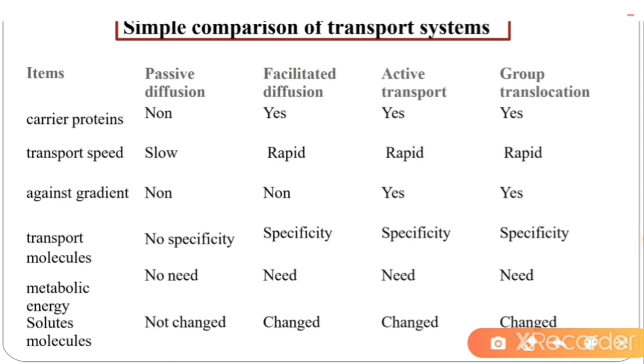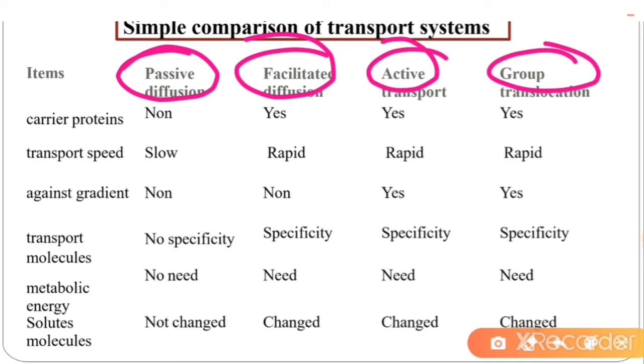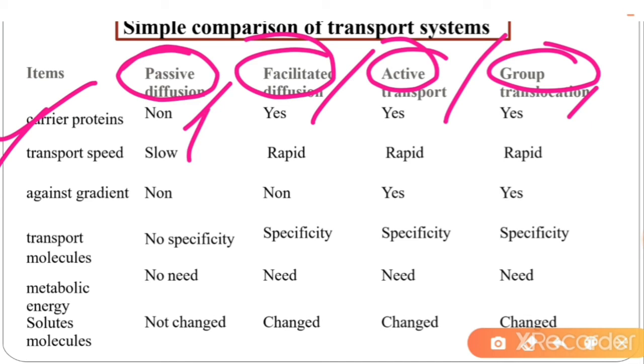Now this is a simple comparison of different transport systems: passive diffusion, facilitated diffusion, active transport and group translocation. Carrier proteins are not required in passive diffusion; they are required in facilitated diffusion, active transport and group translocation. Transport speed in passive diffusion is very slow because no carrier proteins are involved. Facilitated diffusion is very rapid because carrier proteins are involved. Active transport is rapid, and group translocation is also very rapid, because carrier proteins are involved.